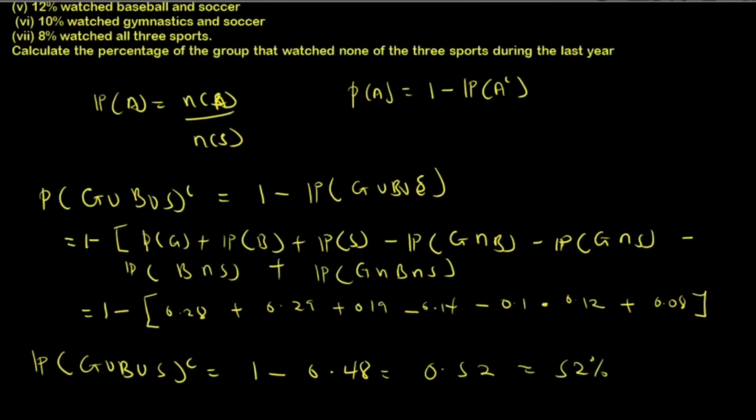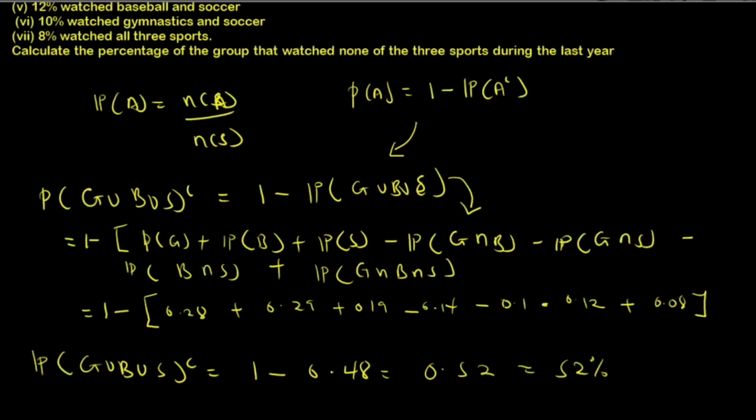So we find the probability or the percentage of the group that watched none of the 3 sports during the last year. We could establish that the probability of an event occurring is 1 minus the probability of that event not occurring. We could establish that using here: the probability of an event not occurring is equal to 1 minus the probability of that event occurring. So you not watching is equal to 1 minus those who watched. And we could express this using De Morgan's law as this, and then we do substitution, and at the end you're going to have 0.52, which is 52%.